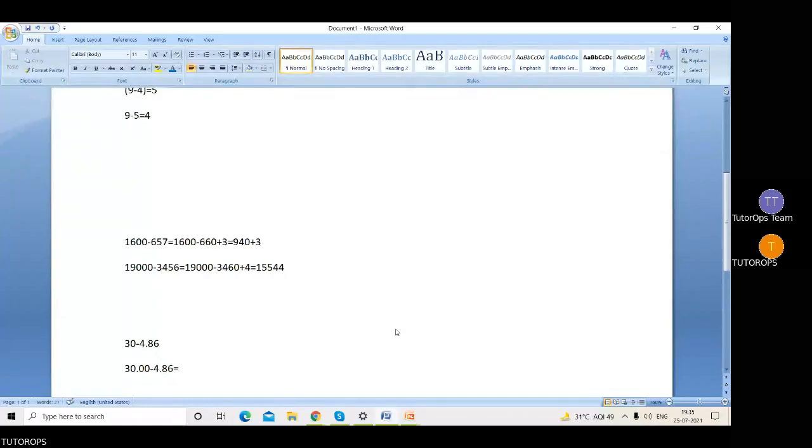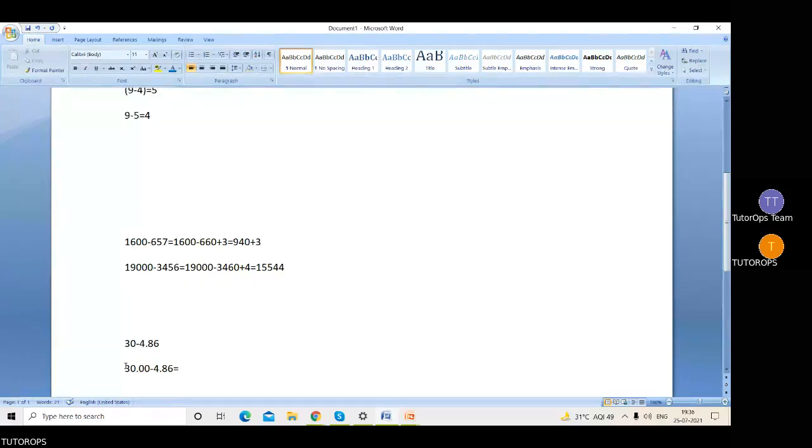Now, what will happen in this case? In this case, we are rewriting the problem in such a way that the first number, that is 30 rupees, is acting as a multiple of base. Okay, so let me just take the example without the decimal. What will be the example without decimal? That will be 3000 minus 486. So what is 3000? 3000 is a multiple of base. And what is 486? 486 is a number which is close to 490.